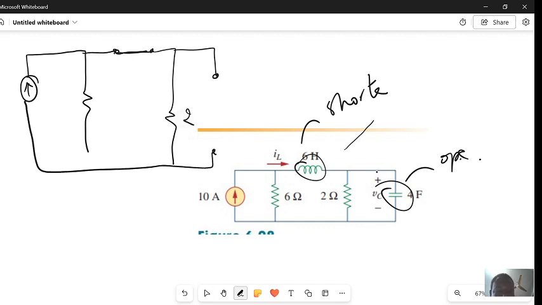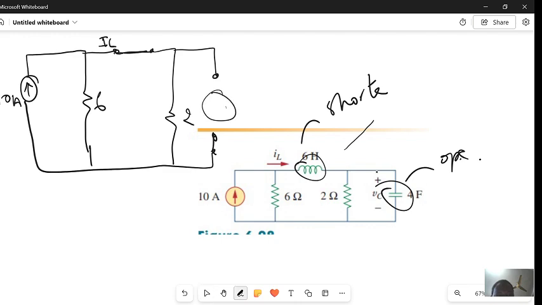Now I'll have 2 ampere here, 6 ampere here, and 10 ampere here. Now, I need to determine what? I want to determine IL. Let's determine IL. We know that no current will flow here because it is open circuit.